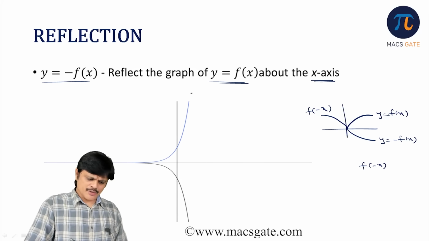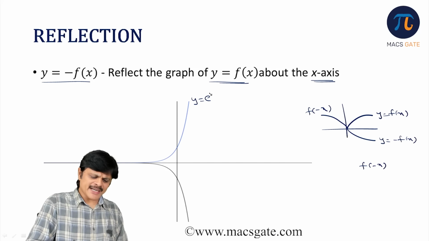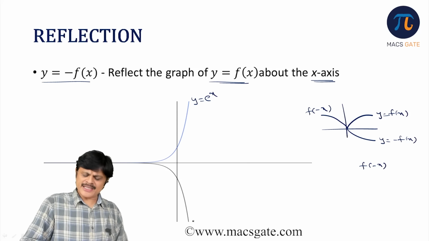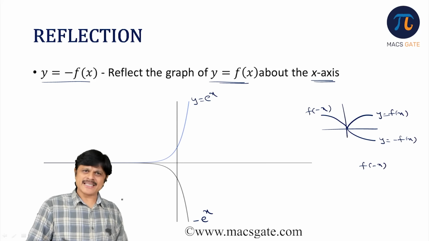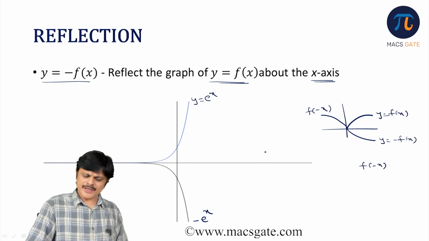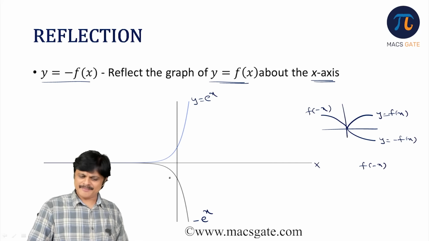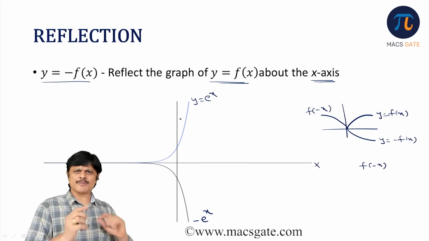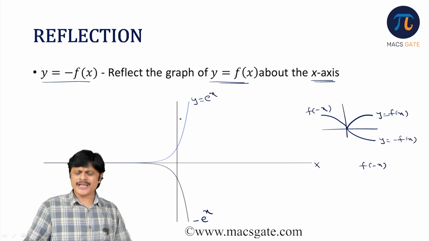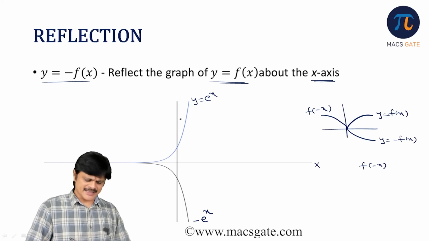Yeah, so this is your y is equal to e power x graph, and this one is the minus e power x graph. Minus e power x graph is this. It is reflection about the x-axis. Okay, minus e power x, because for the same e power x values, minus of the values means you go to the negative direction. Okay, that is it.